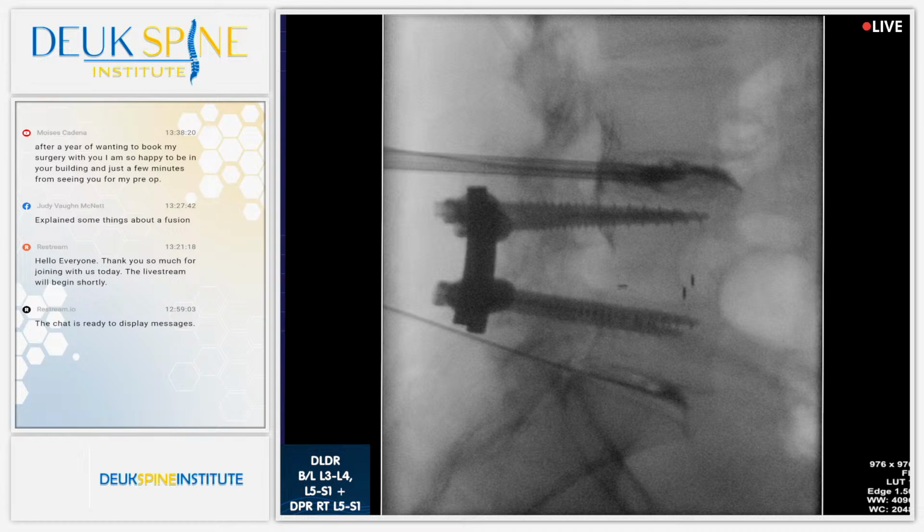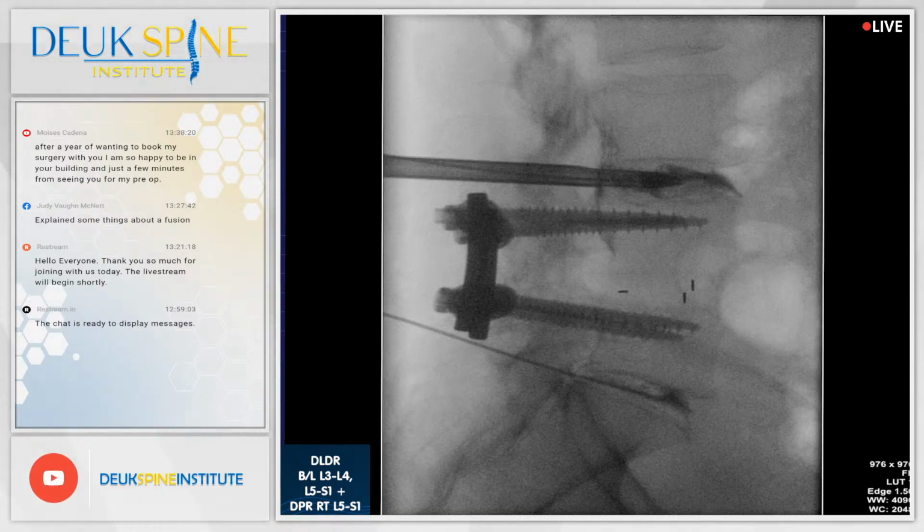You need to do what's called a Smith-Peterson osteotomy. It's where we cut the bones, the facets out in the back. Because the facet joints get so full of arthritis that they prevent the patient's spine from going into lordosis or curved back.